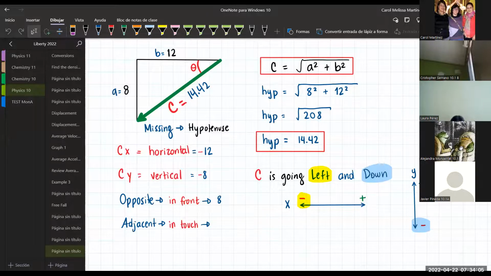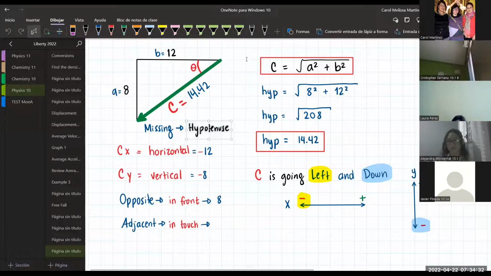Now, this is not the real topic, guys. This is only for you to adapt what is horizontal, what is vertical, if it's left is negative, if it's right is positive, up is positive, down is negative. This is only adaptation. These are not the exercises yet. I just want you to know what to do in the case that you need to find the hypotenuse. What do you do? You apply the Pythagorean theorem.